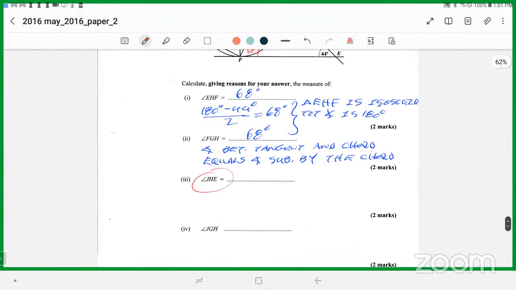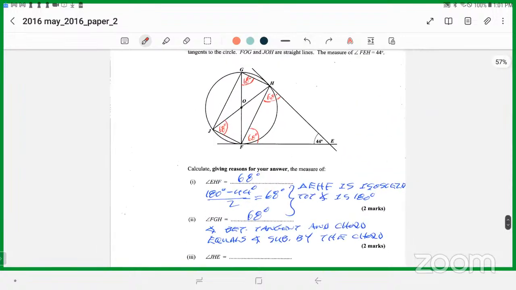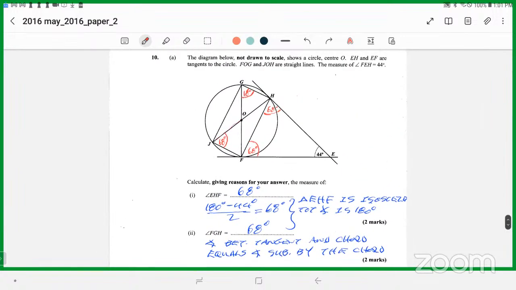All right, let's see now. Next angle I want is JHE. Let's see what that is. JHE.